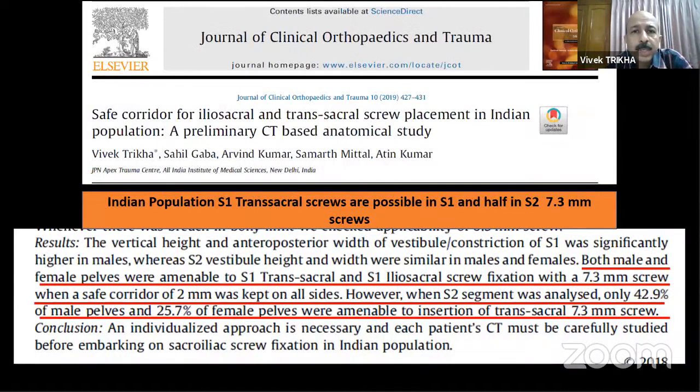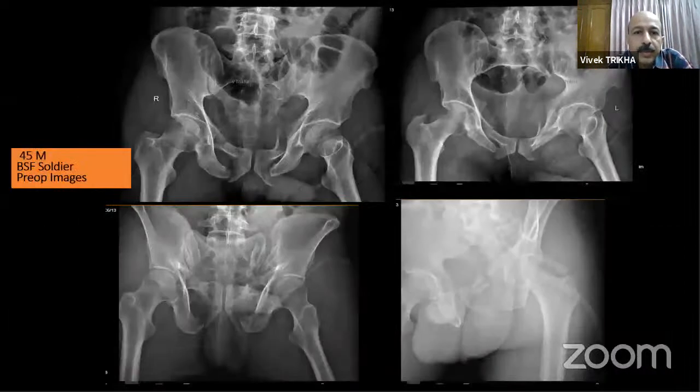This is our own paper where we studied the sacral morphologies and the safe osseous corridors, where we could see that in S2, putting in a 7.3 mm screw with 2 millimeters of gap on either side was difficult in nearly half of the patients. But in S1, very easily you can put in 7.3 or even 8 mm screws without any problems. A few examples of how we do this.